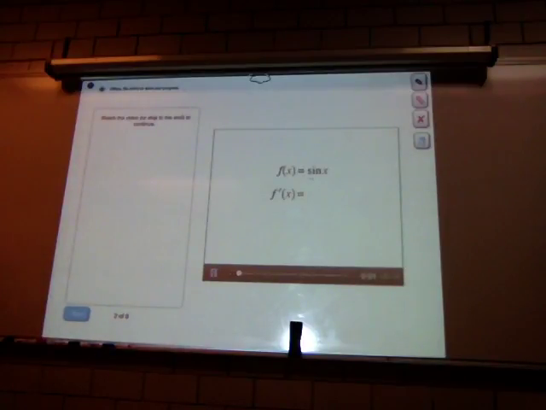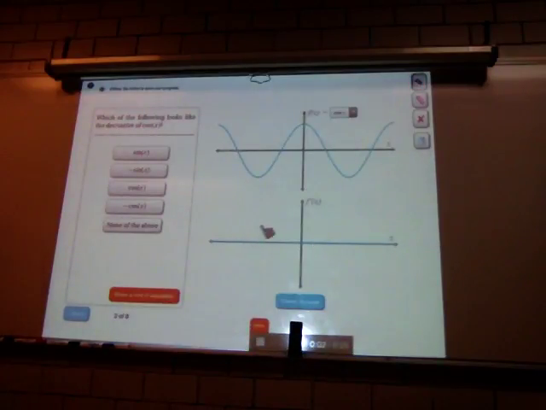Right. The derivative of sine x is cosine x. Next, we'll take a look at the function f of x equals cosine x, and we'll find this function's derivative. But first, you'll get a chance to guess the derivative by sketching it out. Primero, entonces, here's a graph of the cosine function.